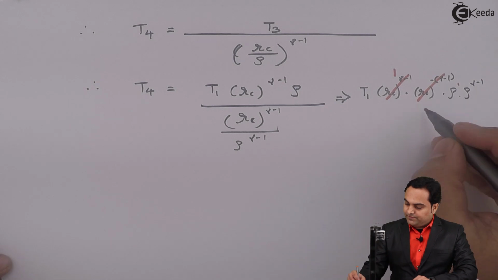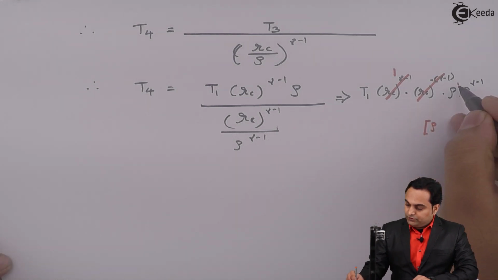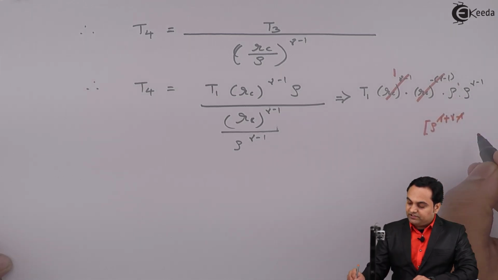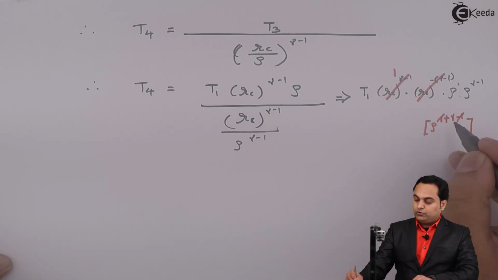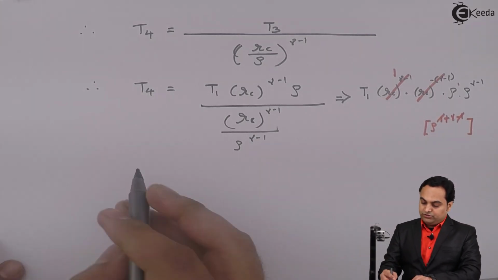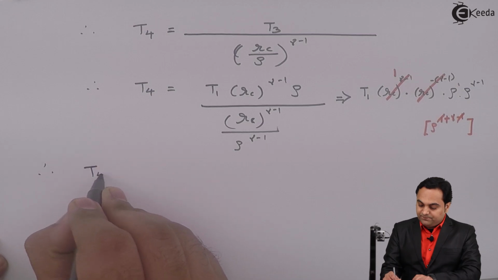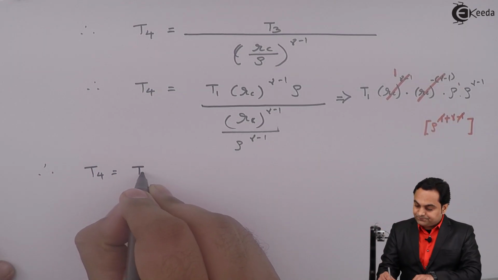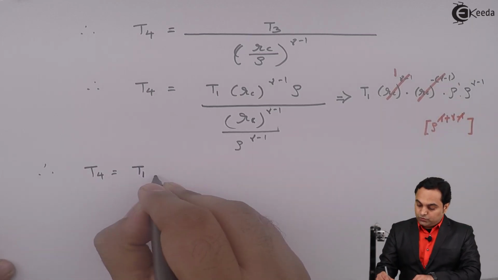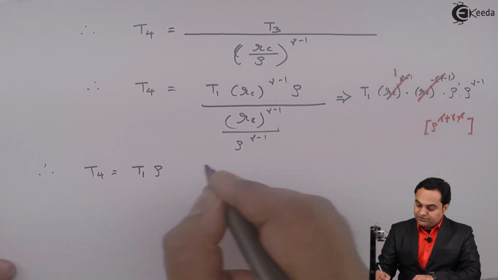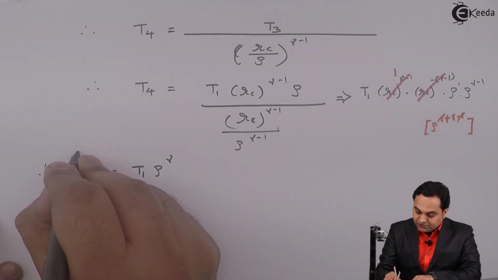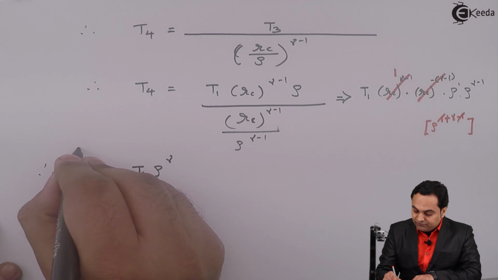So on simplification this will be rho into 1 plus gamma minus 1. So plus 1 minus 1 will get cancelled out and we will have rho raised to gamma. So on simplification T4 will become T1 into rho raised to gamma. I'll keep it as equation number 5 after getting T4.